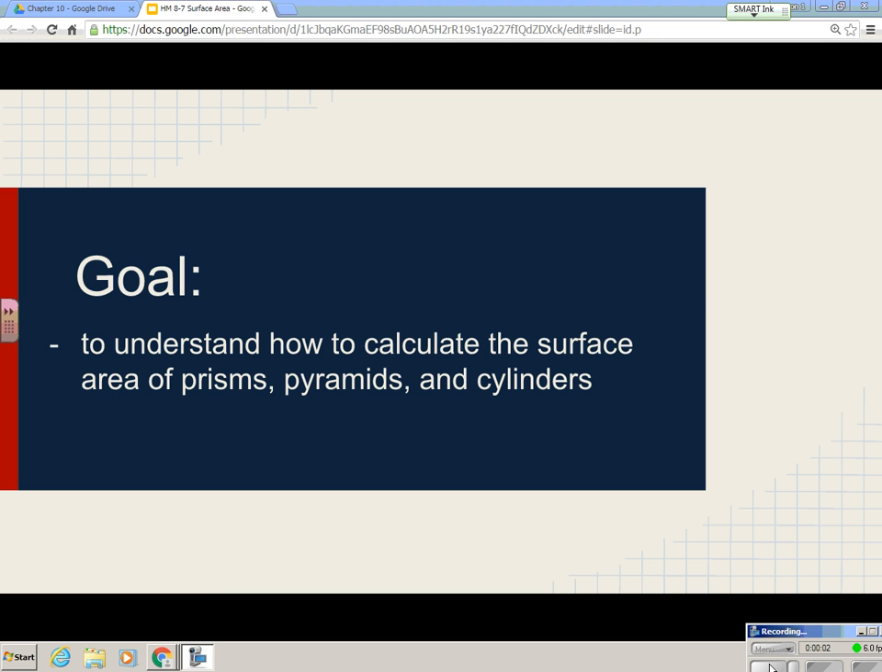All right, here's our last lesson of the unit. We're going to try to understand how to calculate the surface area of all those shapes that we've been looking at, the three-dimensional shapes we've been looking at this half of the unit. So prisms, pyramids, cylinders.